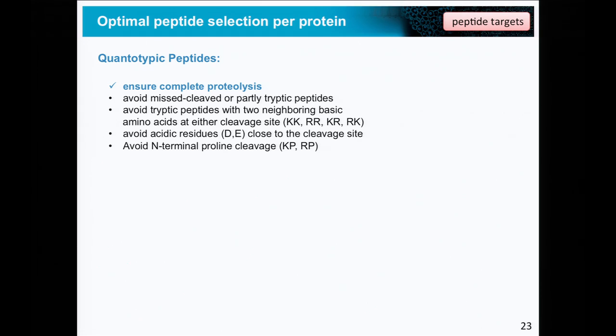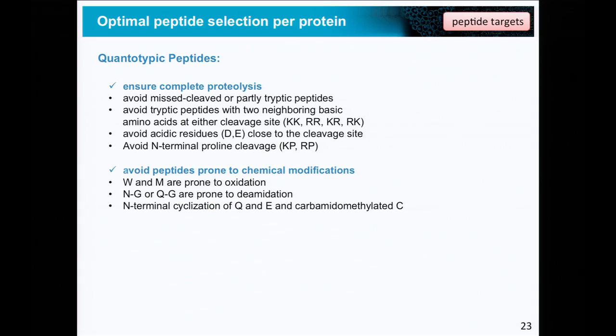So ideally also try to avoid them. Then there is the second criteria of quantotypic peptides, and that means quantotypic peptides should not be prone to chemical modifications. So for example, tryptophan and methionine amino acids are prone to oxidation. Try to avoid those. NG, QG sequences are prone to deamidation. Try to avoid these ones.